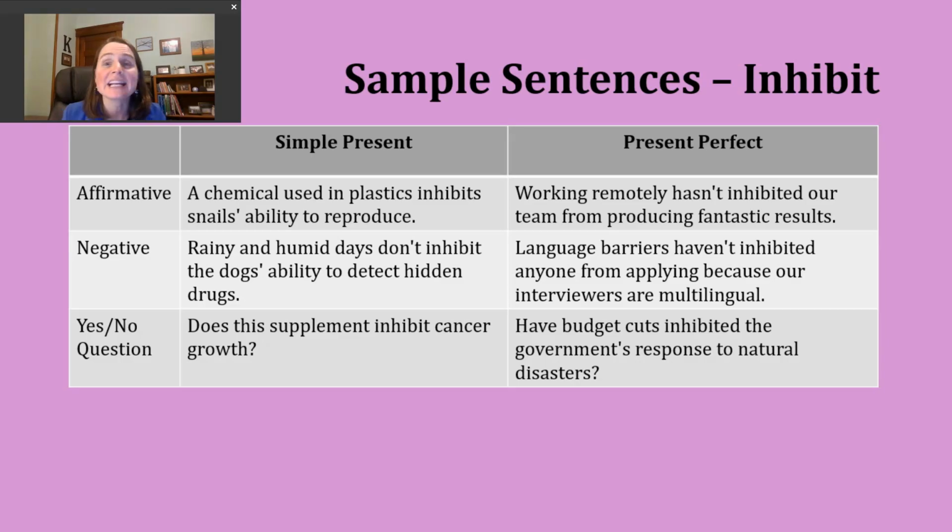Finally, let's look at making a yes or no question in the present perfect. To do this, we'll start with have or has, then we'll have our subject, that comes next, then the participle form of the verb. Here's my last example. Have budget cuts inhibited the government's response to natural disasters? Again, we would look at that idea of restraining or preventing. Maybe there's just not the resources to send the help that's needed.